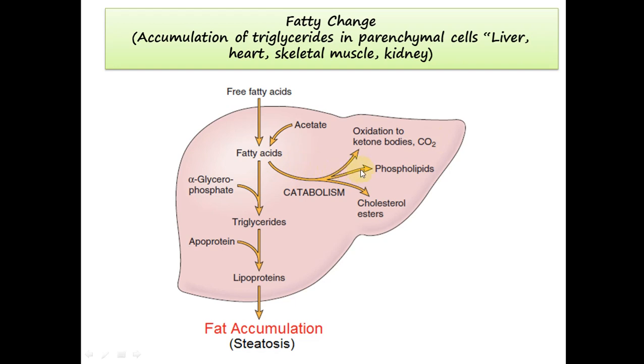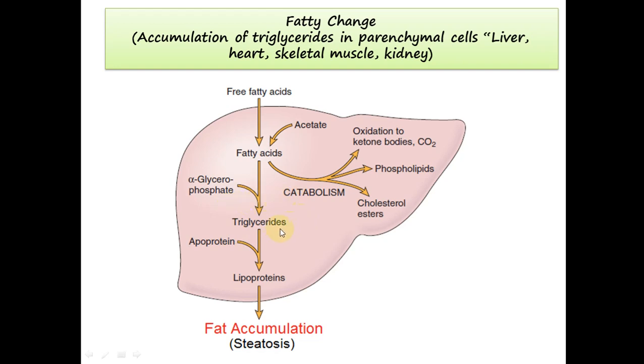These fatty acids are used to form phospholipids, which are very important components of the cell membranes, and also needed for the formation of various components in the body. And the same fatty acids may form cholesterol esters to esterify cholesterol. So the remaining fatty acids, in addition to these processes, will react with alpha glycerophosphate, which is derived from glucose metabolism, and these fatty acids in combination with alpha glycerophosphate form the triglycerides.